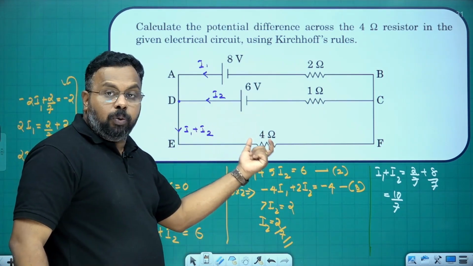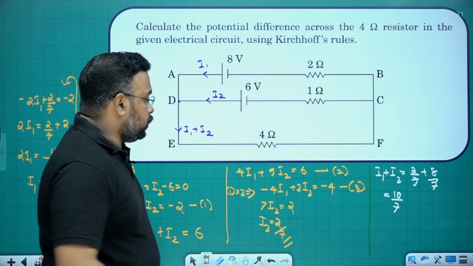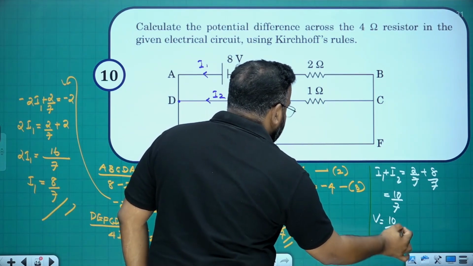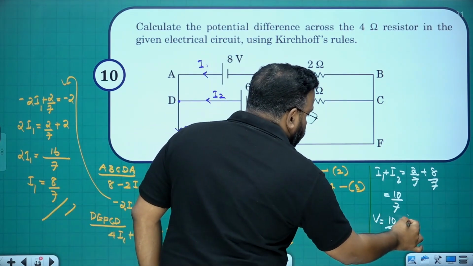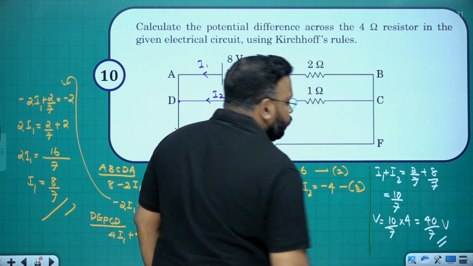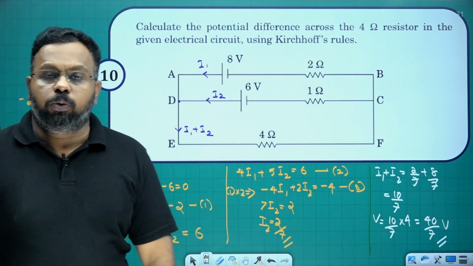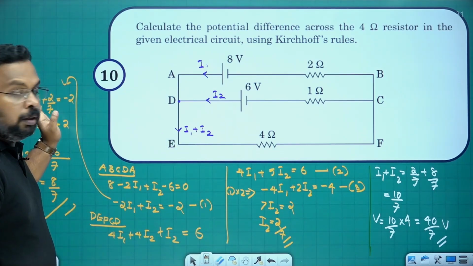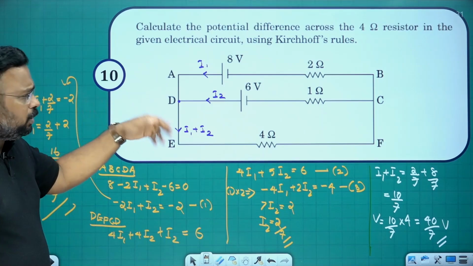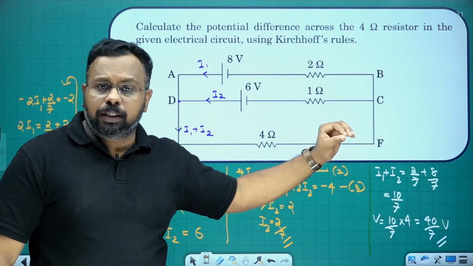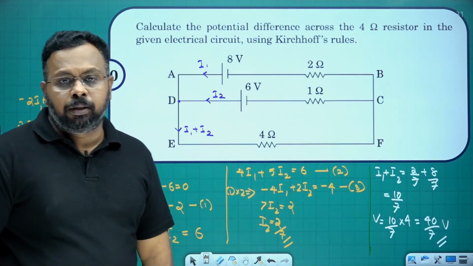What they're asking is the potential difference across this. So potential difference is current into resistance. So V is equal to 10 by 7 into this resistance, which is 4. The answer is 40 by 7 volt. 40 by 7 volt is the answer. Is it clear? Yeah. So no doubt, you may be following different loops, different methods, no problem. Check the final answer. You will get the same answer if you're not making any mistake.